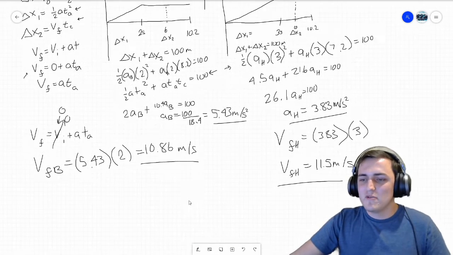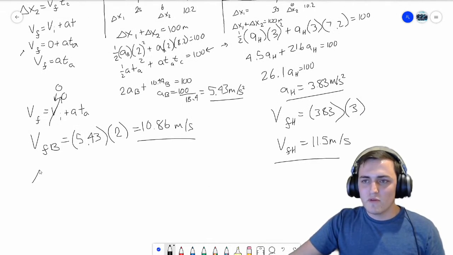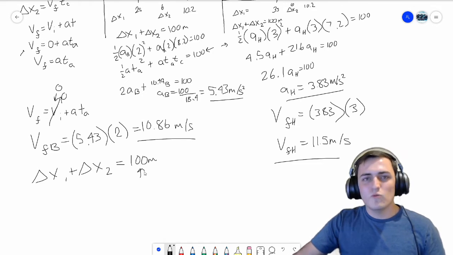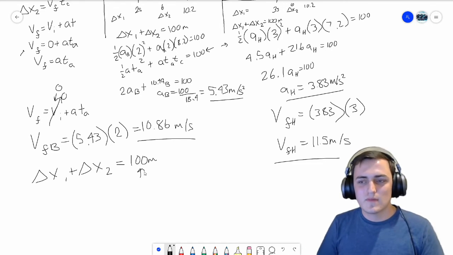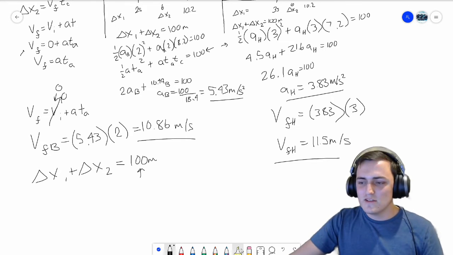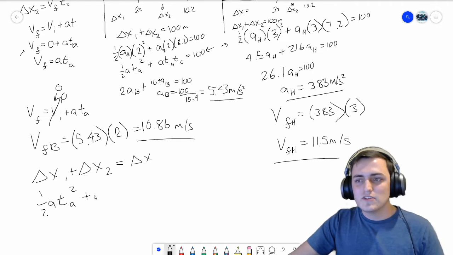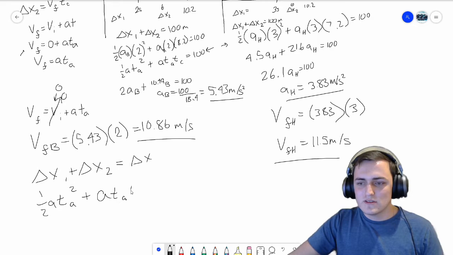So what does that mean? How do we rewrite these equations? If you remember, we used delta x1 plus delta x2 equals 100 meters. Now we don't know how far each runner is, so we can't use 100 meters. We're just going to use delta x, their position. Delta x1 was one half a times t of acceleration squared, and delta x2 was a times t of acceleration times t of constant speed, and that's equal to the change in position.